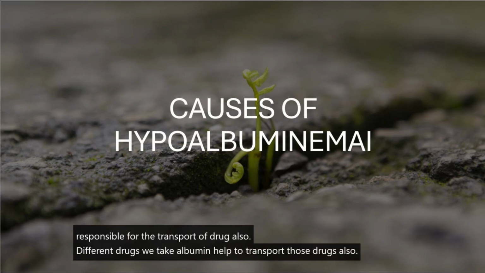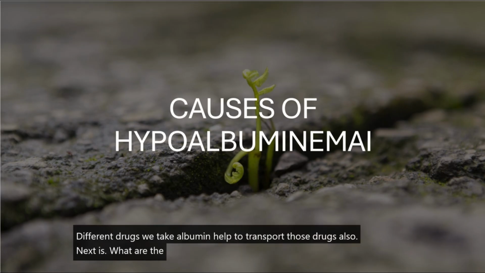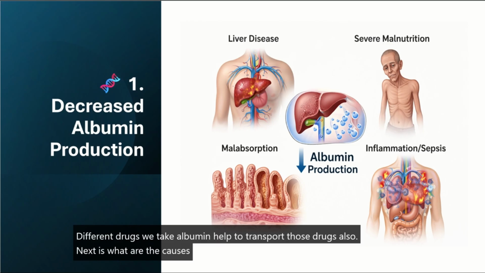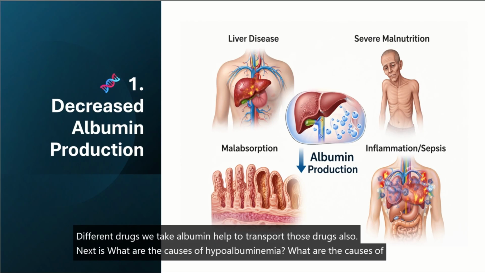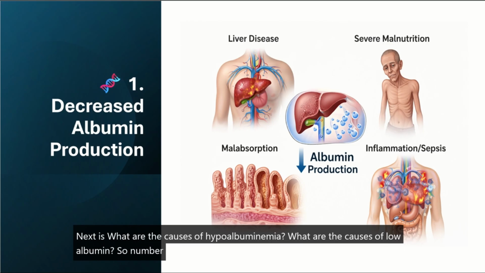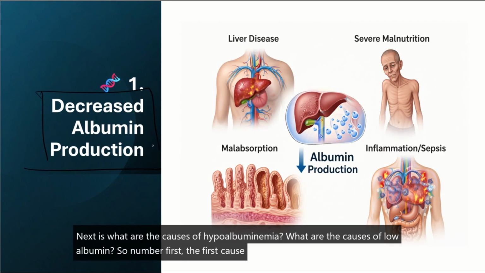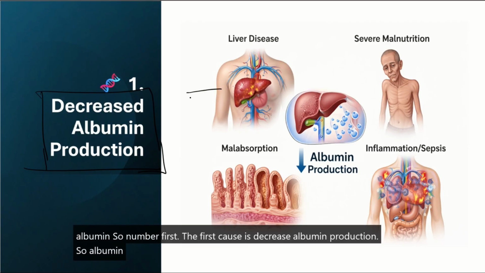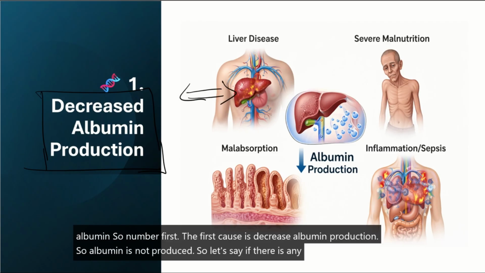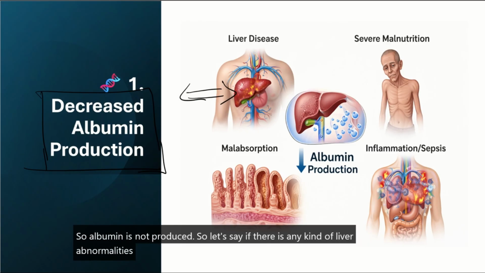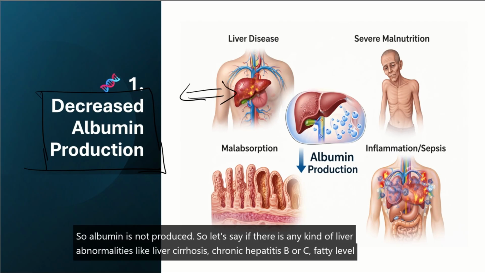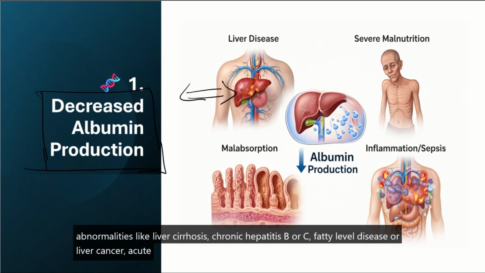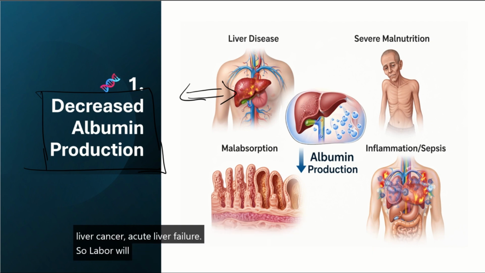Next, what are the causes of hypoalbuminemia? What are the causes of low albumin? The first cause is decreased albumin production. So albumin is not produced. Let's say if there is any kind of liver abnormality like liver cirrhosis, chronic hepatitis B or C, fatty liver disease or liver cancer, acute liver failure, the liver will not produce albumin.